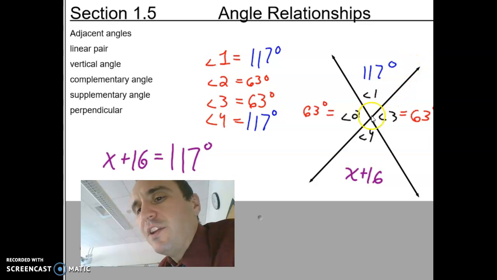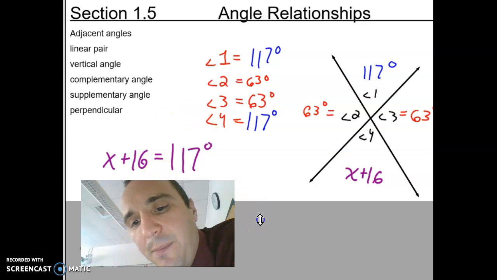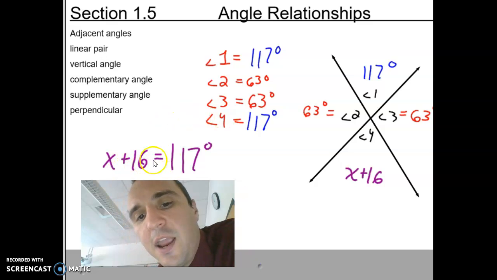If I blacked out angles 1, 3, and 4, and I just gave you 63, from that one angle you can now determine angle 3 is 63. Vertical angles are congruent. Angle 1 is a straight line using the linear pair rule. That's 117. Angle 4 is 117, but it's also x plus 16. So we go off to the side, do a little math, and x equals 111.